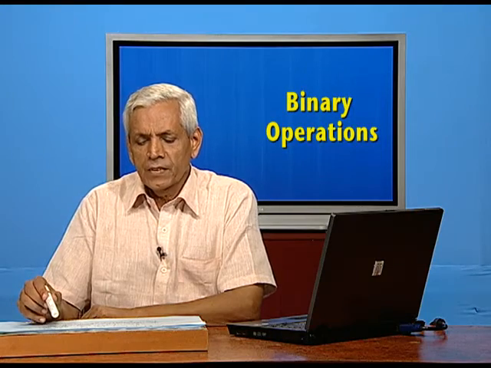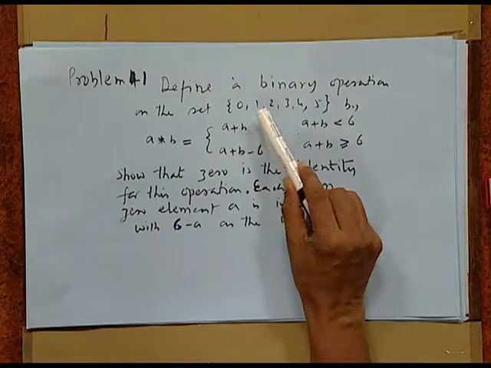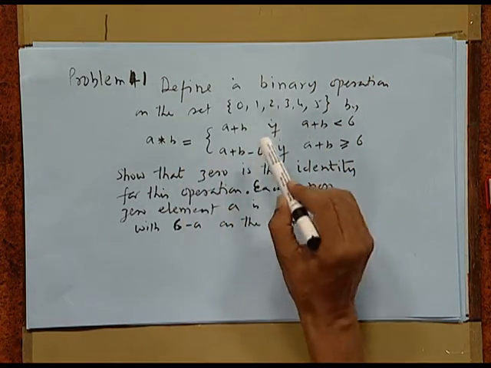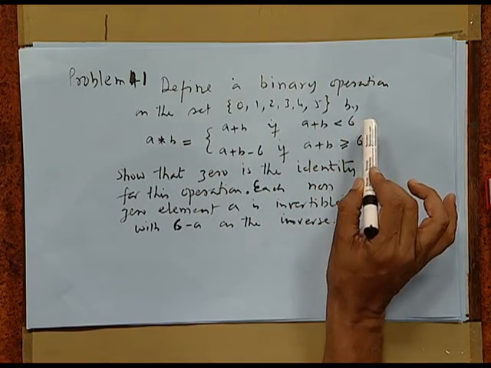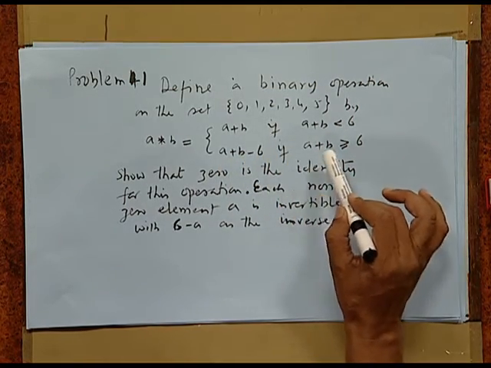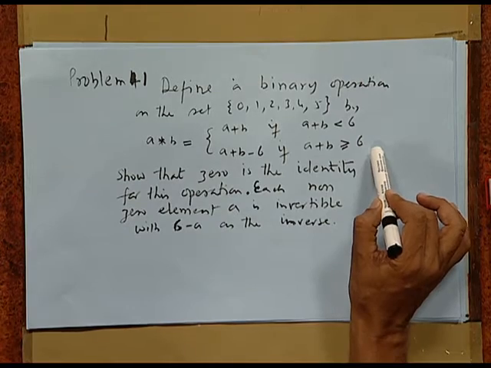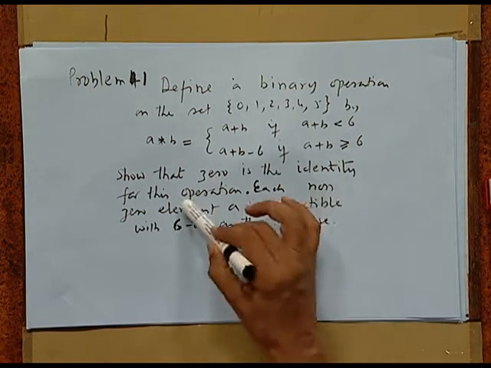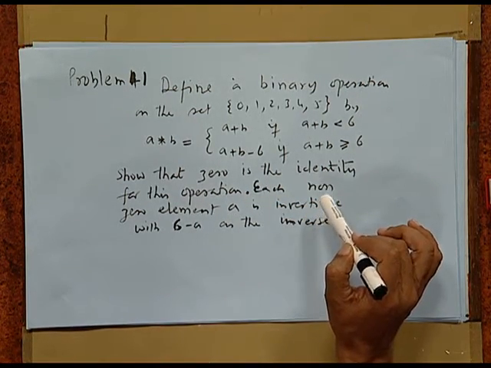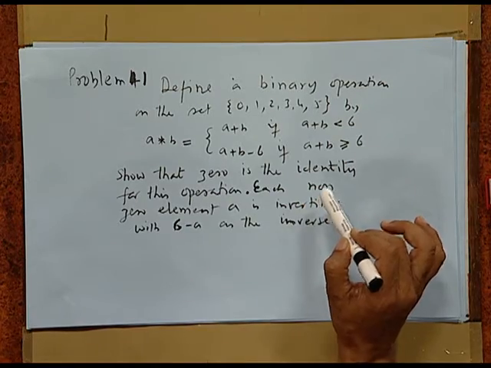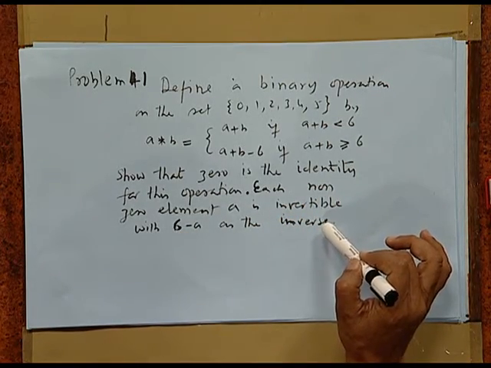Now, take the example. We are given a set 0, 1, 2, 3 up to 5, and the operation is defined as a star b is a plus b if a plus b is less than 6, while a star b is a plus b minus 6 when a plus b is more than or equal to 6. Now, we have to show that 0 is the identity for this operation, and every non-zero element is invertible with 6 minus a as the inverse. Let us see how to proceed solving this problem.